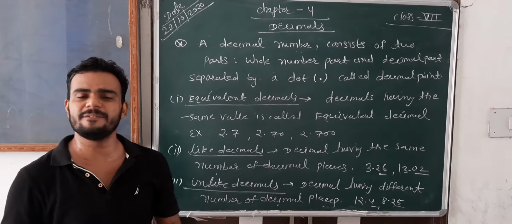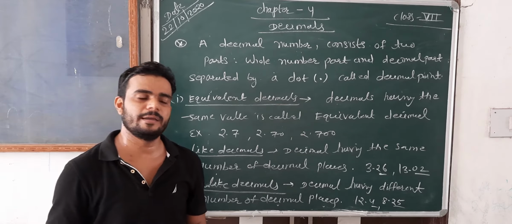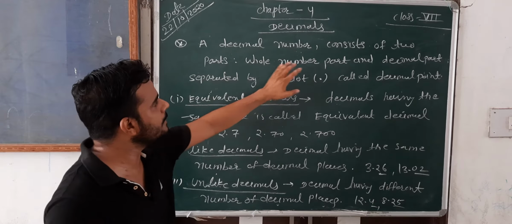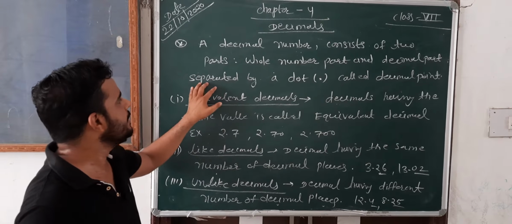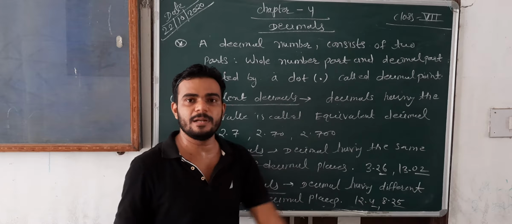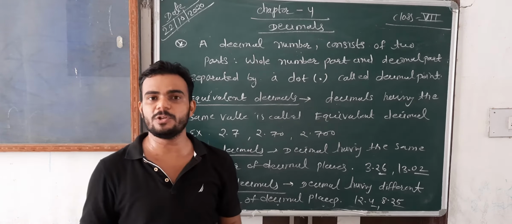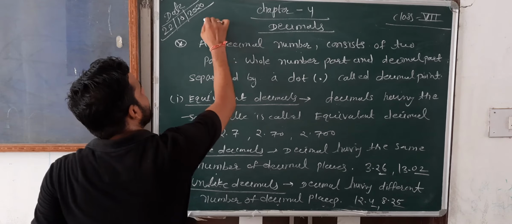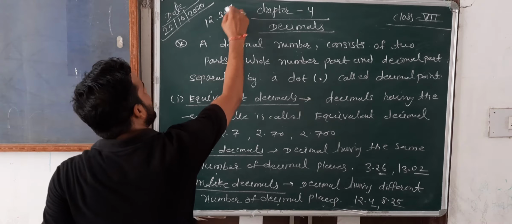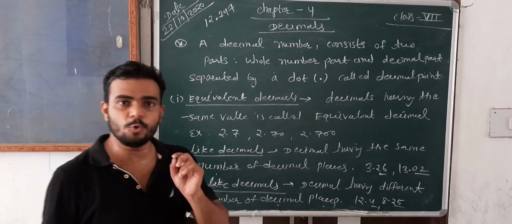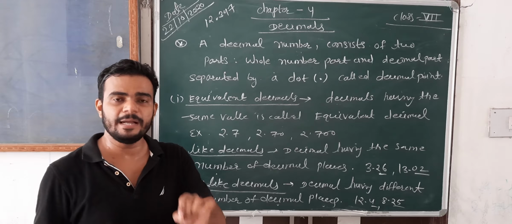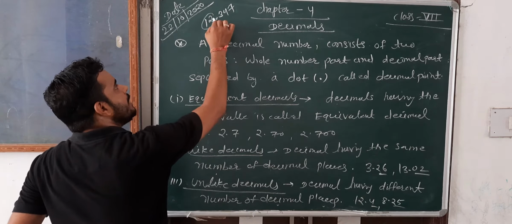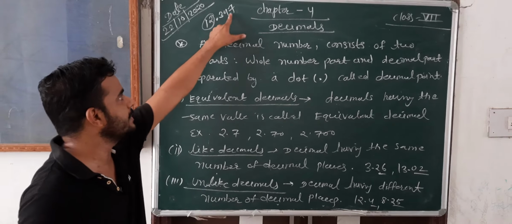Then what is the decimal? Anyone can say? Okay, I will. A decimal number consists of two parts, whole number part and the decimal part, separated by a dot called the decimal point. Okay, it means a decimal number has two parts inside it. Suppose 12.347. First part is the whole number and the second part is the decimal part. First part is 12, and 12 is a whole number.